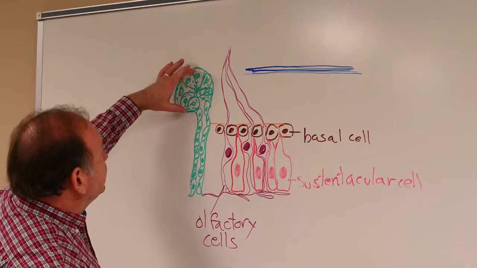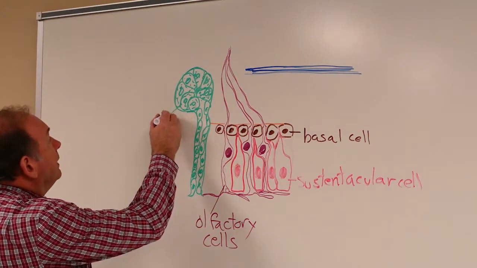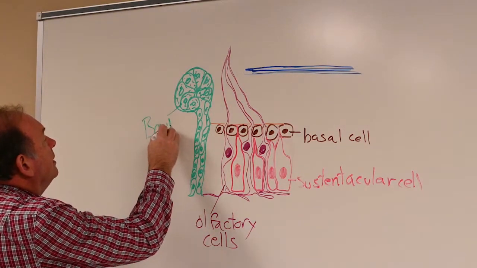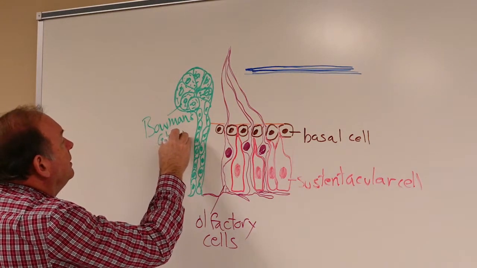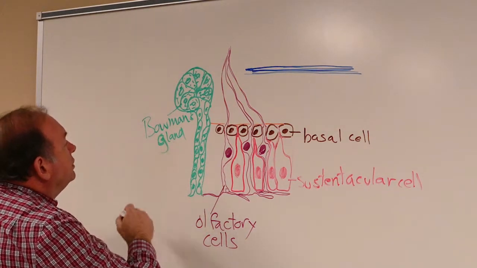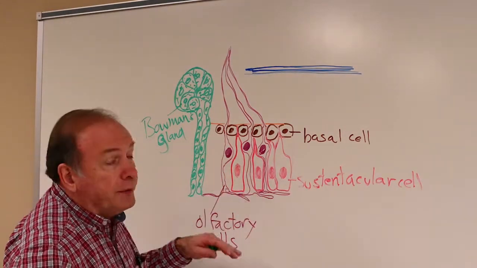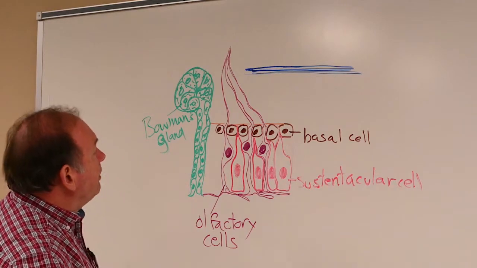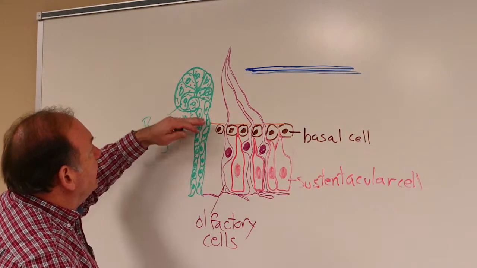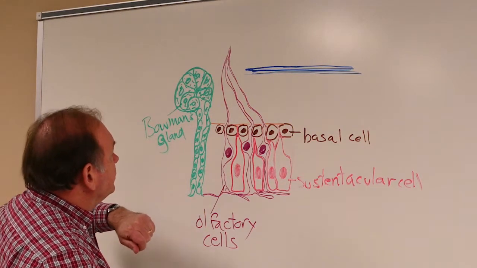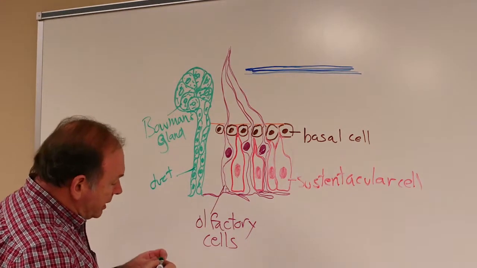There's also the extension of Bowman's gland, and over here we have Bowman's gland. And the Bowman's gland secretes a watery secretion that will coat the surface of our olfactory epithelium. This tiny little duct leads down from the gland that's up here in the lamina propria zone. So here we have the duct of the gland.